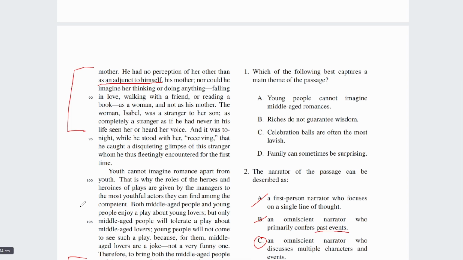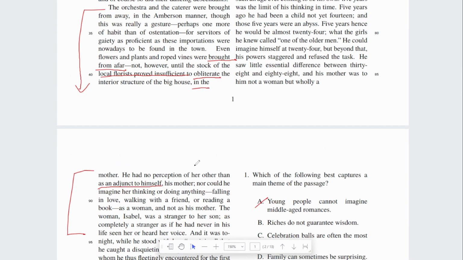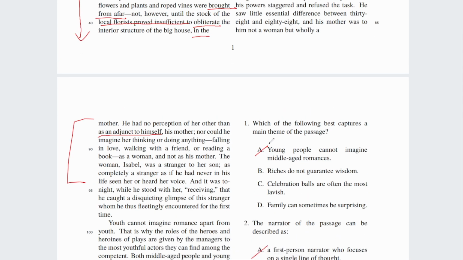And so I don't think that this is the main purpose, right? Again, a main theme needs to span the entire passage, and this just doesn't. This is just a few sentences, 2 or 3 sentences that is all inside of one paragraph.